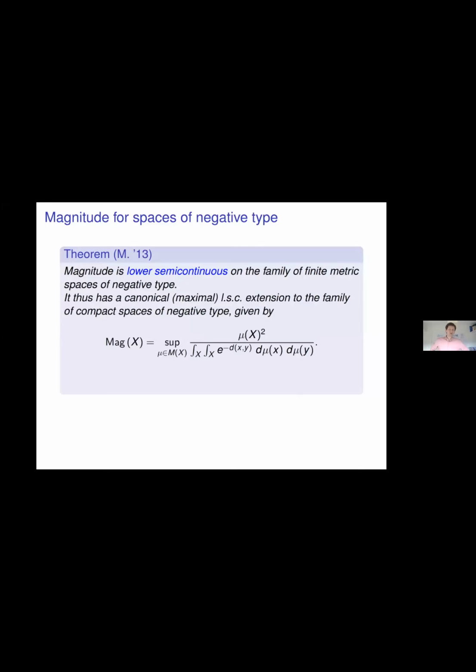And if you have lower semi-continuity, then there is a canonical way of extending to a larger family that's dense in it. If I look at compact spaces of negative type, then I have a canonical maximal lower semi-continuous extension to all of those. And I have a variational characterization of the magnitude as this supremum of this ratio of bilinear forms, again looking at all signed measures supported on X.